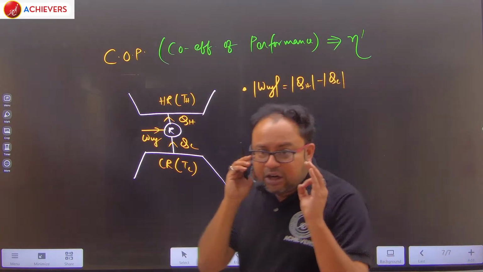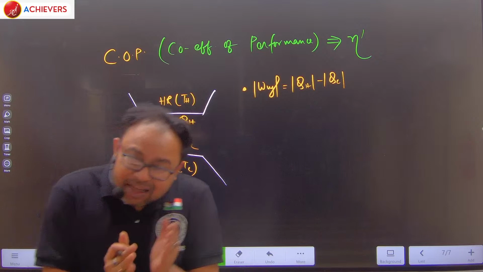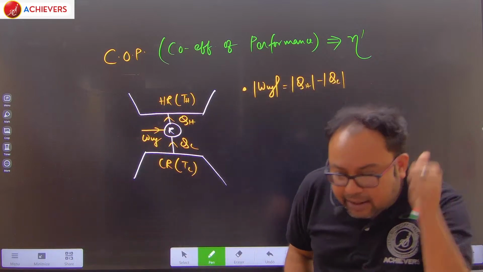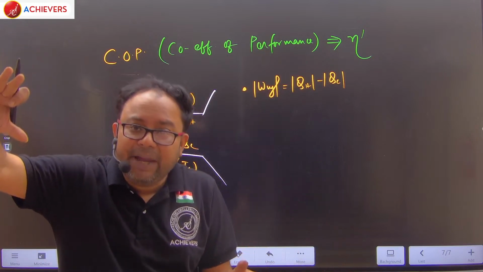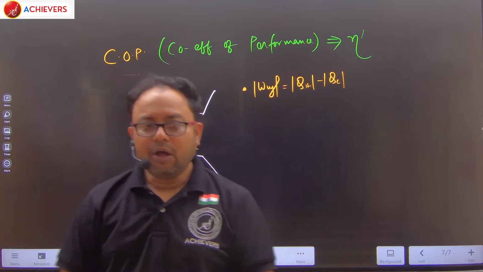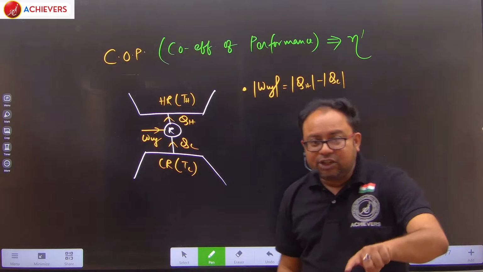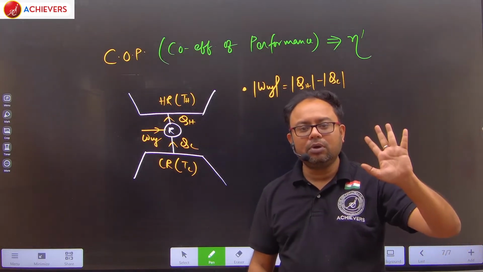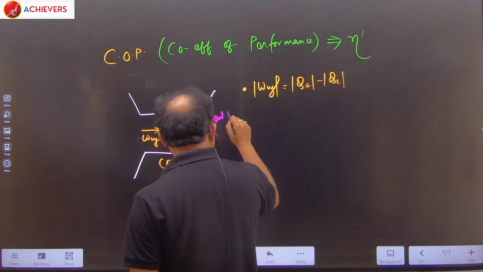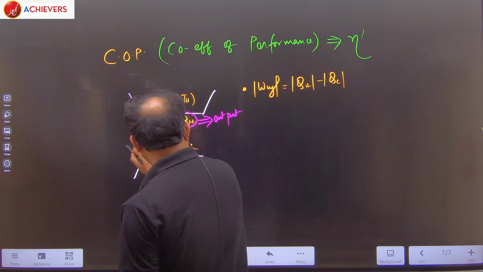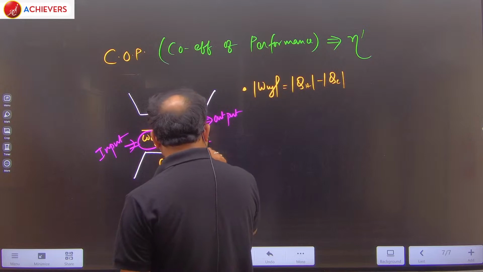Now coefficient of performance is a parameter which is a bit different in context to eta. Eta stands for the ratio between output and input, whereas coefficient of performance stands for the ratio between performance and input. So at first let us mark the input and output. This was the output, this is the input, and QC is the performance.